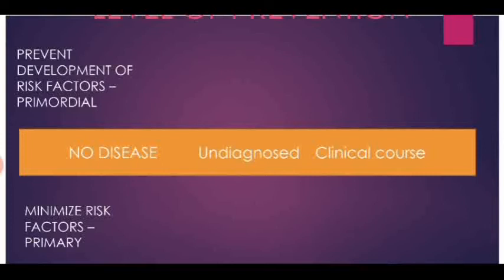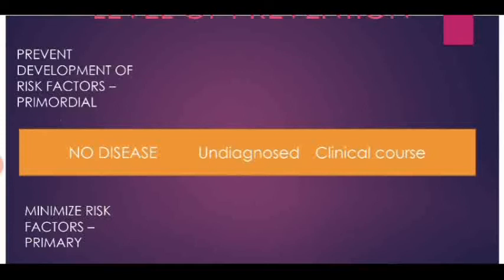Okay. Then the second one is the primary level of prevention. In that, we minimize the risk factor. So in primary prevention, there is a presence of risk factors, so we have to minimize those risk factors. In both primordial and primary levels of prevention, there is an absence of disease. Okay, but we take action to prevent the risk factor and to prevent further disease.